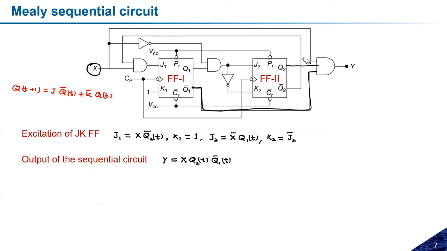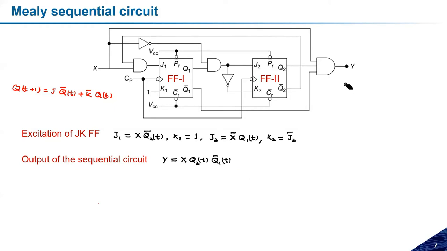So the output of the sequential circuit, let me repeat it again. The output of this circuit is the ANDing of three things. The first thing is Q2, the second thing is the input X, and the third thing is Q1 complement. All of these will be ANDed, and that will be the output of the sequential circuit.